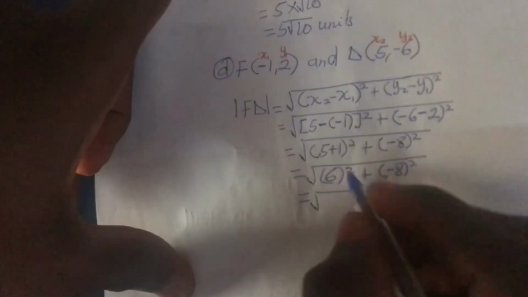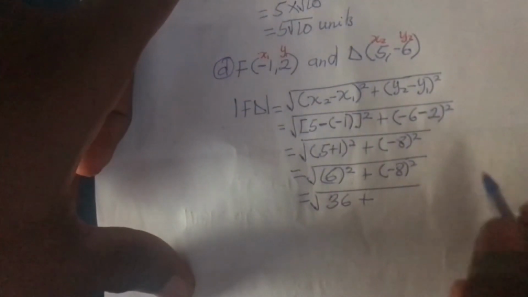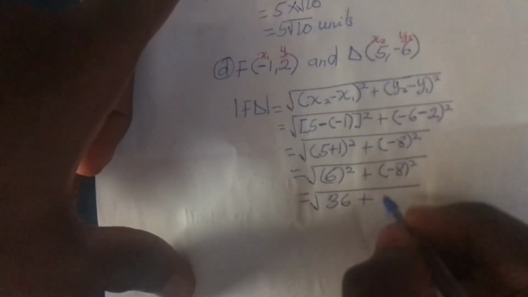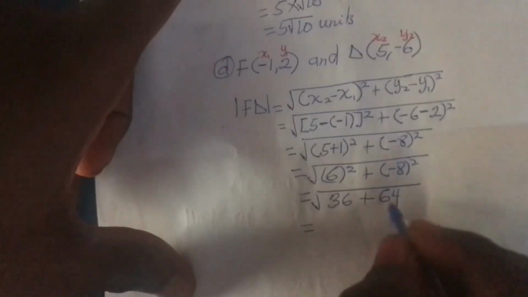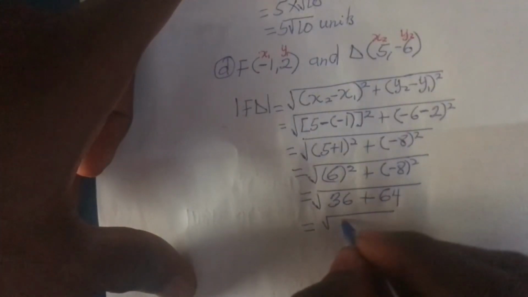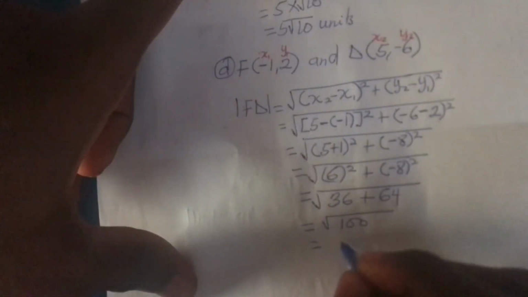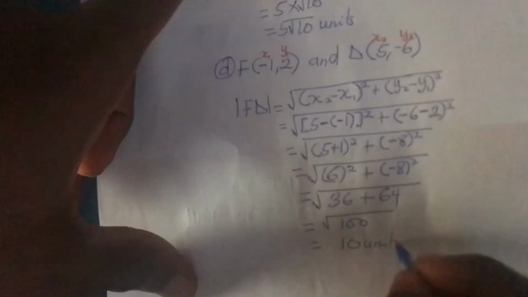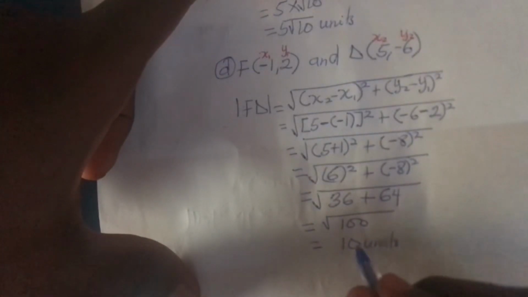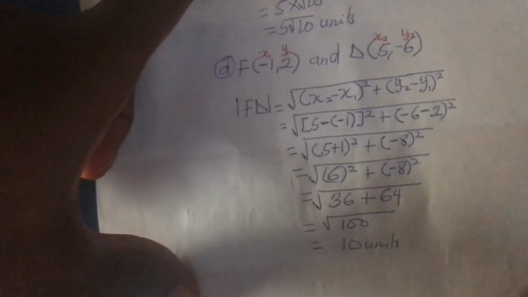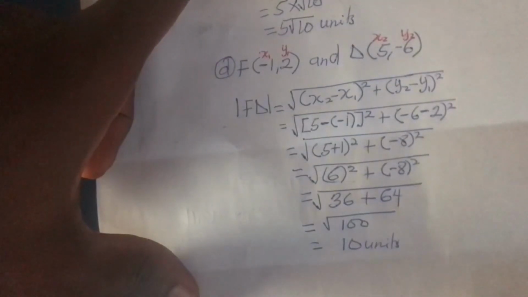Now let us get the answers. 6 times 6 is 36, plus minus 8 squared, which is minus 8 times minus 8. It will give us 64. Are you getting it? So at the end of the day, 36 plus 64, when you add, we are going to get 100. So the square root of 100 is 10 units. That is to say, when you multiply 10 by 10, you will get 100. So this is the last question, which is the D.